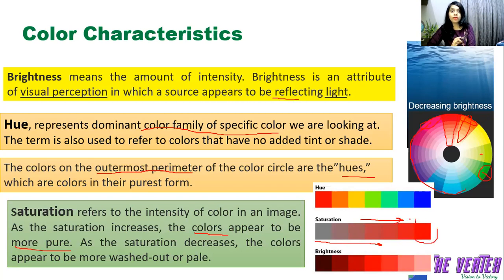This is a pure form of red color. As the saturation decreases, you can see here saturation is decreasing in this direction, and here you will get pale colors or washed out colors of the same family. So these are the three characteristics of color, that is brightness, hue and saturation.